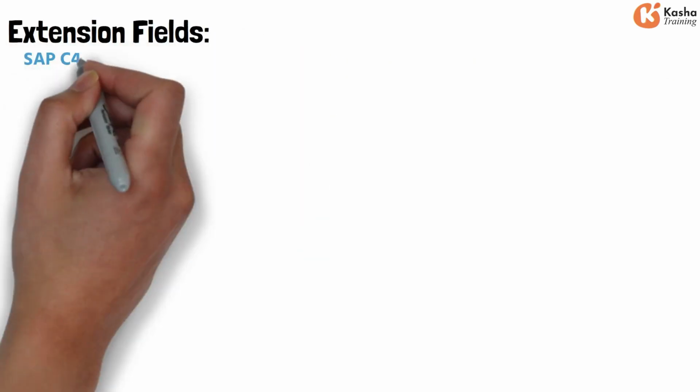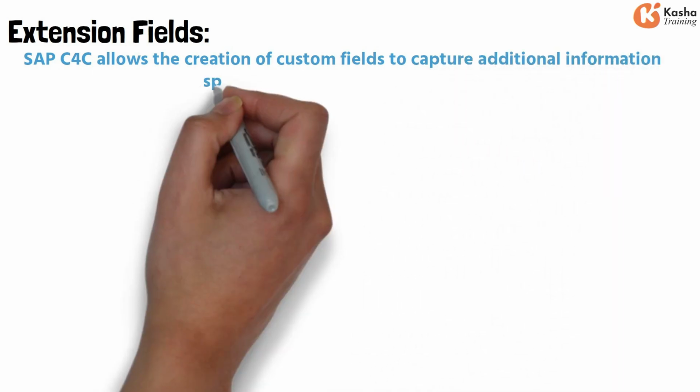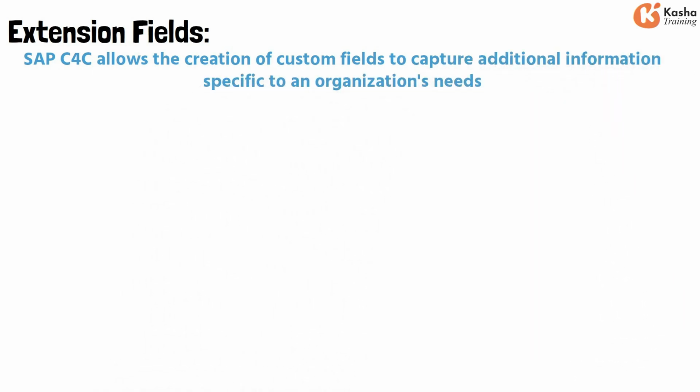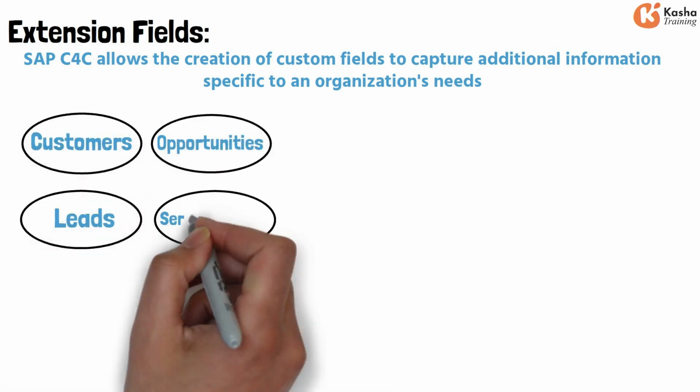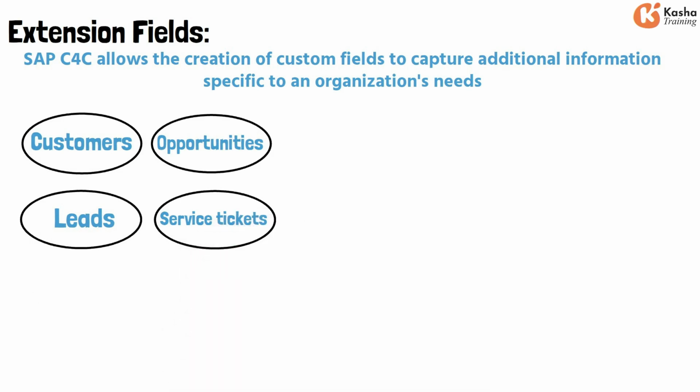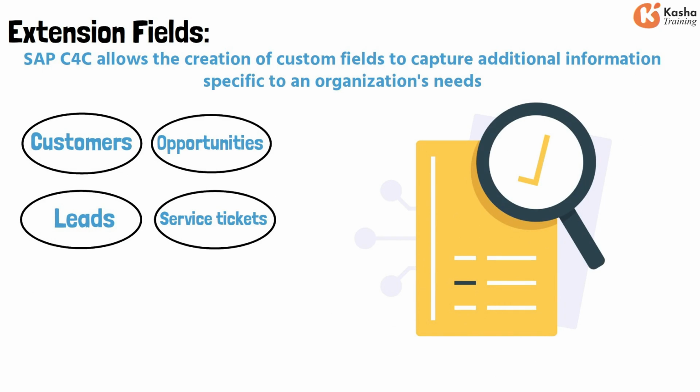Extension fields. SAP C4C allows the creation of custom fields to capture additional information specific to an organization's needs. These extension fields can be added to various objects, such as customers, leads, opportunities, or service tickets. By defining extension fields, businesses can capture and track data that is critical to their operations and reporting requirements.